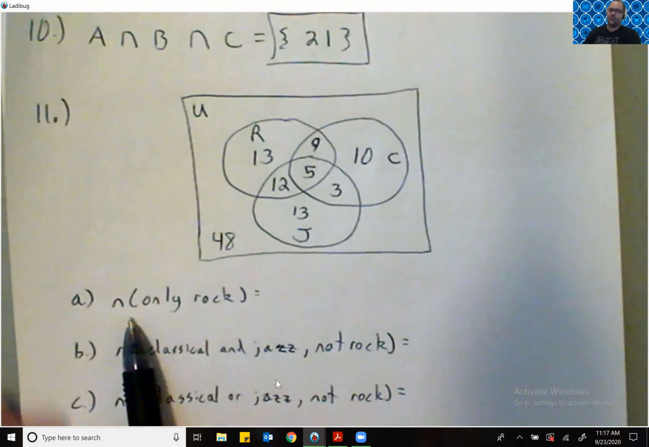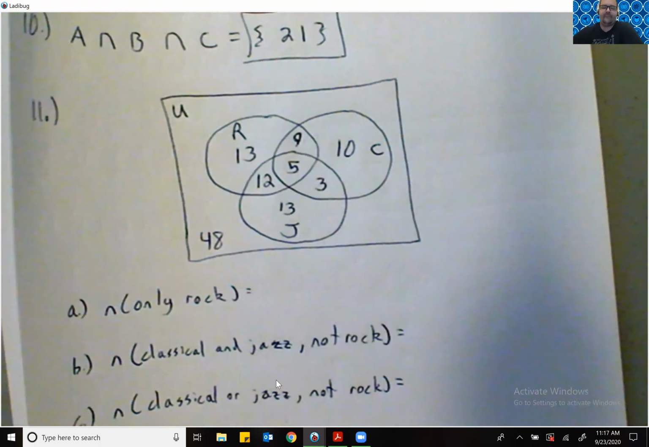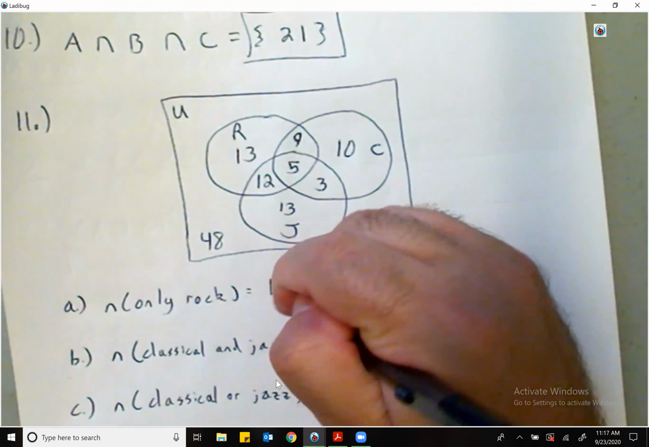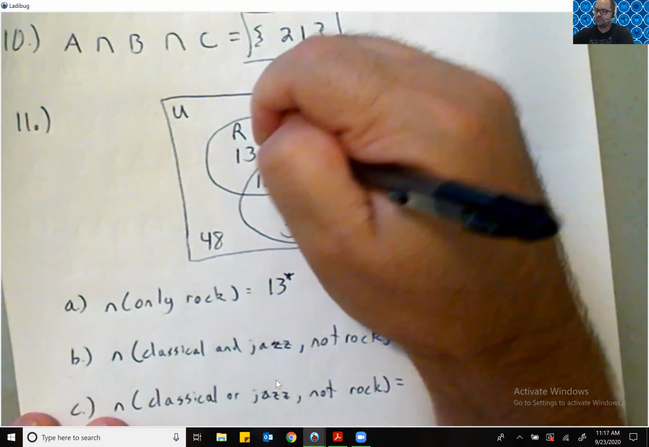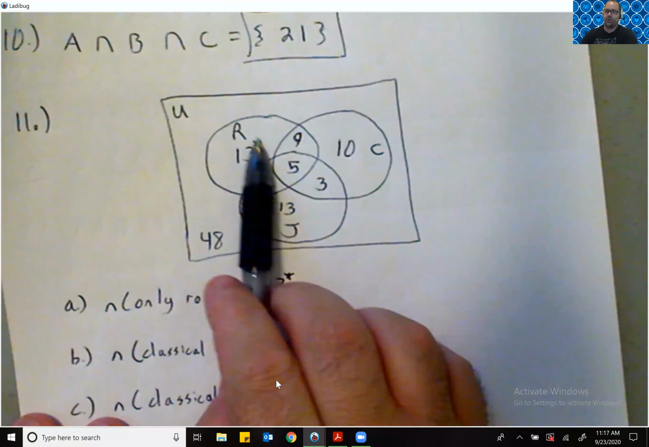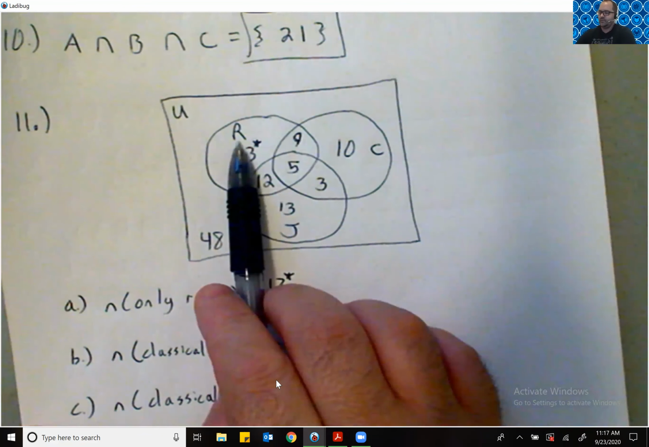So how many listen to only rock based off of our Venn diagram? 13? 13. So I'm going to kind of code this. So this 13 right there are the ones that are only rock. 13, 13. Okay.